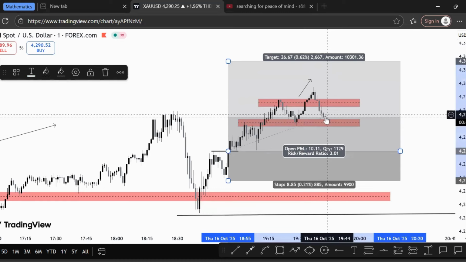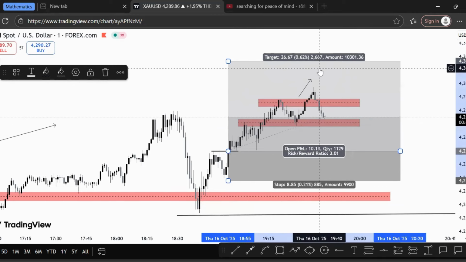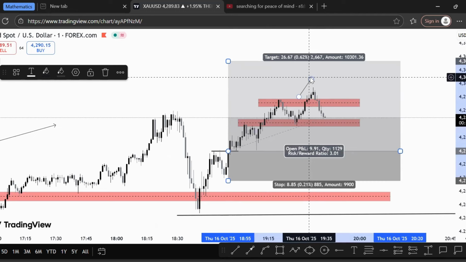So price is correcting back. It should be able to continue to the upside, same way it has been doing, giving us an indication, correcting back to the previous higher high, and then moving to the upside. It repeats itself. It's a repetition, guys.